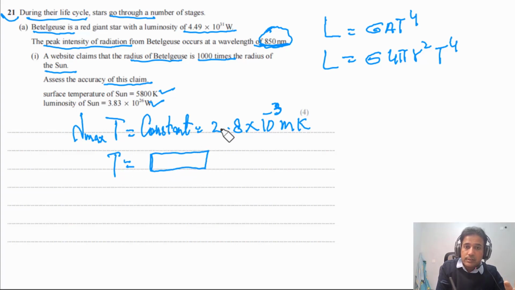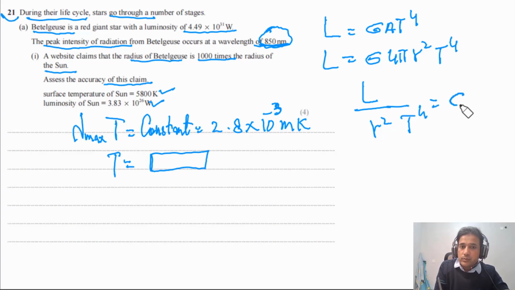So if we have this temperature, we can use it here. But if you look at this formula, you can see luminosity over R squared, divided by T to the power of 4, is equal to sigma times 4 pi, and this is constant. This is constant for any star. So this is constant for Betelgeuse. It is also constant for the Sun.